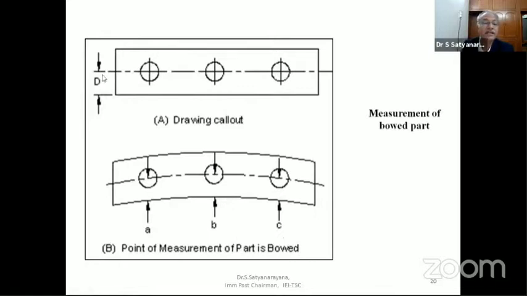And you see here, the dimension D is given for all the holes, and the measurements are to be taken here to here, here to here, here to here, and you have to accept the component. There is a bow shape, but because it is not mentioned in the drawing, you have to accept the component. It is functionally not acceptable, but as per the drawing dimension, the component is manufactured, and the inspector has to accept this component. This kind of controversy I am seeing in many of the industries.